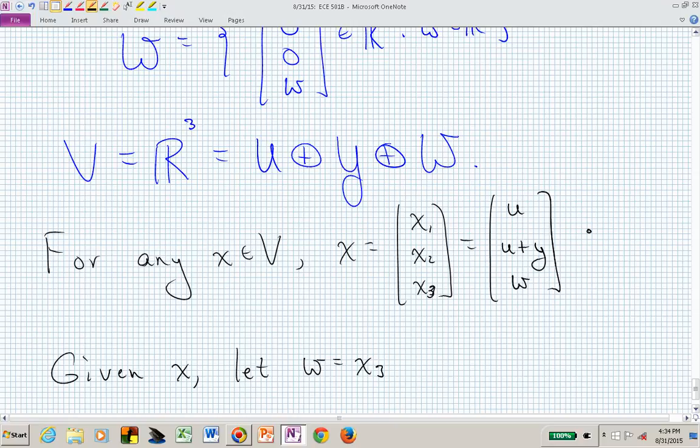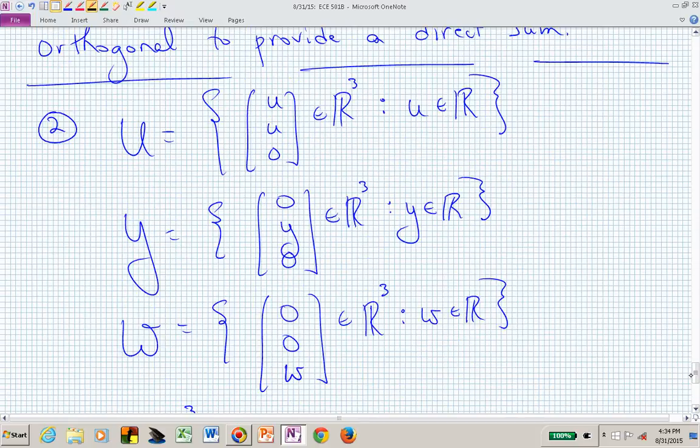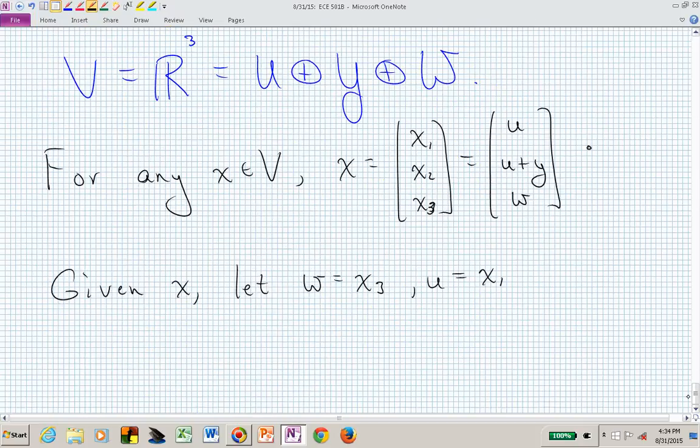We could do that by letting W equal X3. That's going to define the vector in W subspace. We could let U be equal to X1. That's now going to specify this vector in script U subspace. That's this 45-degree line in the XY plane. And then we can let Y be X sub 2 minus X1.